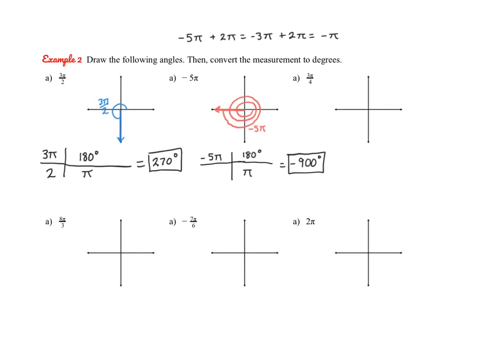Okay, let's look at the next one, 3 pi over 4. So remember, we're counting by a quarter of a pi. So here's 1 pi over 4, 2 pi over 4, and then 3 pi over 4 is right in the middle of quadrant 2, right here.